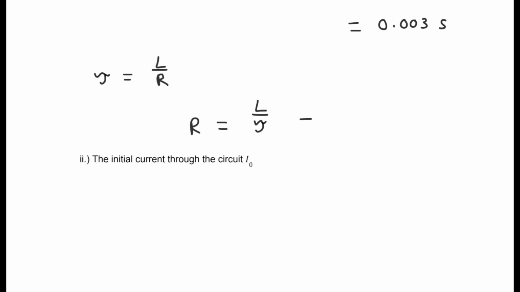And then we can just plug in, because we were given that the inductance was 30 millihenries, so that's 30 times 10 to the minus 3. And then our time constant was 0.003. And dividing that out, we get 30 times 10 to the minus 3 divided by 3 times 10 to the minus 3. So that looks to be basically 10. So our resistance seems pretty close to 10 ohms.